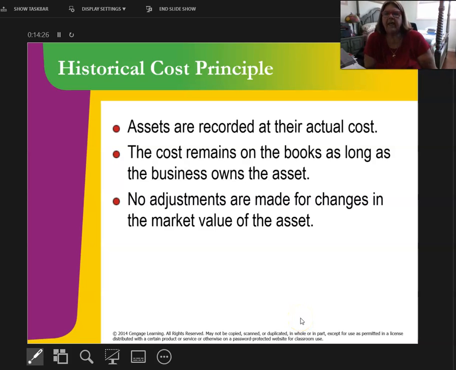Next, we're going to look at assets and something about the historical cost principle. So when we actually buy assets, we put them in our books at what we actually pay for them. However, as time goes on, I need to make adjustments to their values, because typically they will depreciate over time.